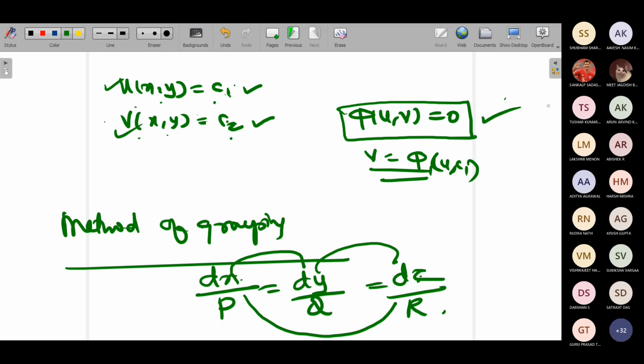Okay, so we'll do the problems. Once we do the problems, you will understand how we are going to proceed. You can just take down: solve p plus q equal to 1. I have taken a simple equation first.